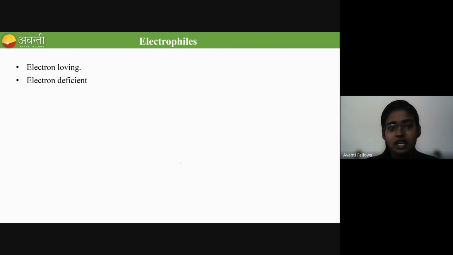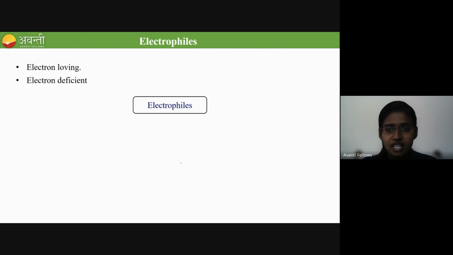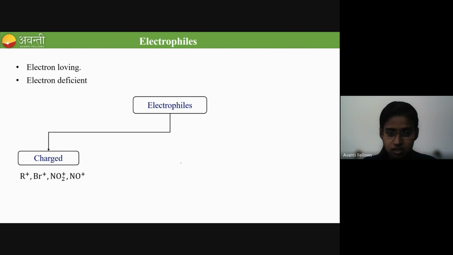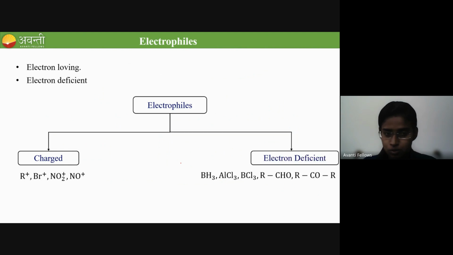Since they are electron deficient species, they are seeking electrons. Got it? So electrophiles are classified into two, not three. Charged electrophiles and neutral electrophiles. It is charged and neutral.